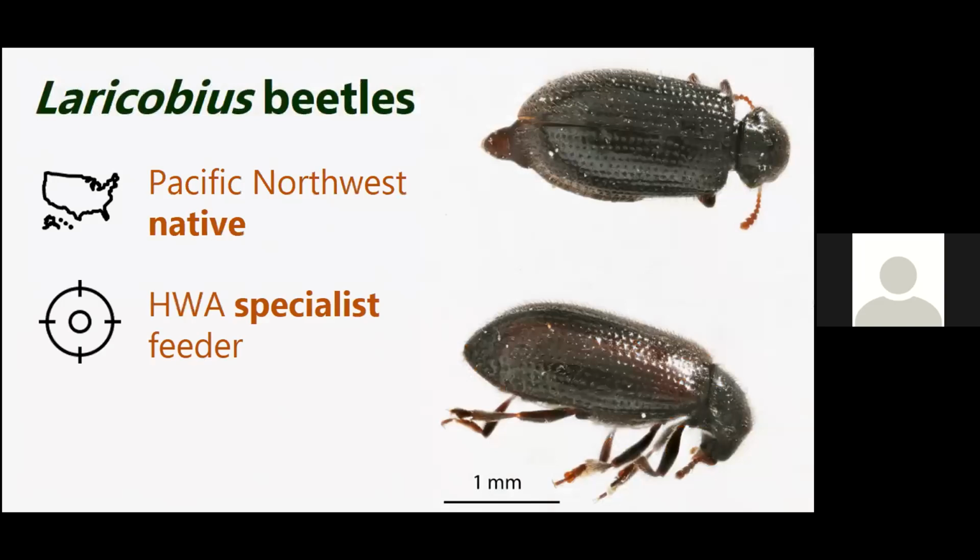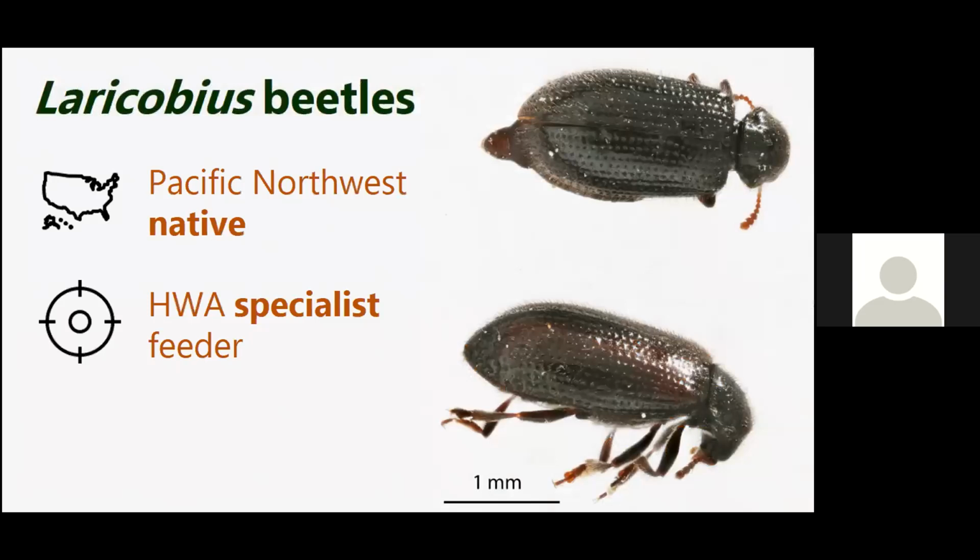One thing that's really important about Laricobius beetles and why they make such a great biocontrol option for us is that they're a specialist feeder. So they only eat HWA. And that really helps us reduce the risk of releasing them in a new area, where we don't want to release something that may eat many other things and disrupt a local ecosystem. So we've gone with a predator species that's a specialist feeder. They only eat HWA.